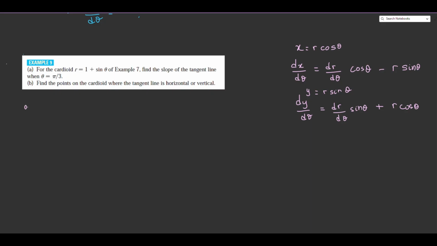So let us find this here. Our r equals 1 plus sine of theta. So remember here, what do we have? We have dr by d theta. First of all, we need to find the derivative of this r with respect to theta. The derivative of 1 is 0, and the derivative of sine theta is equal to cosine of theta.